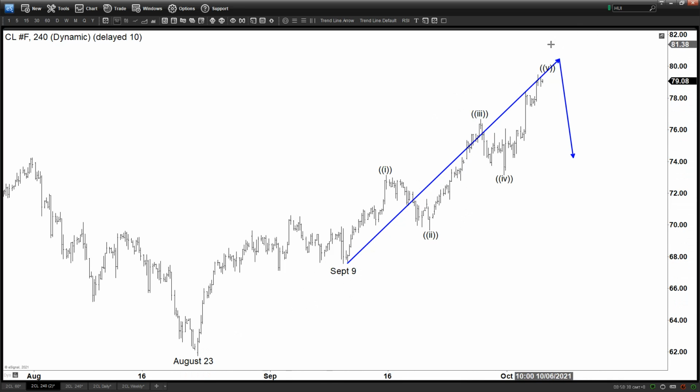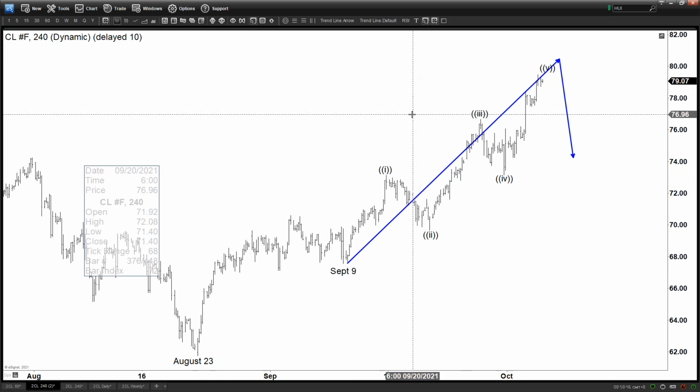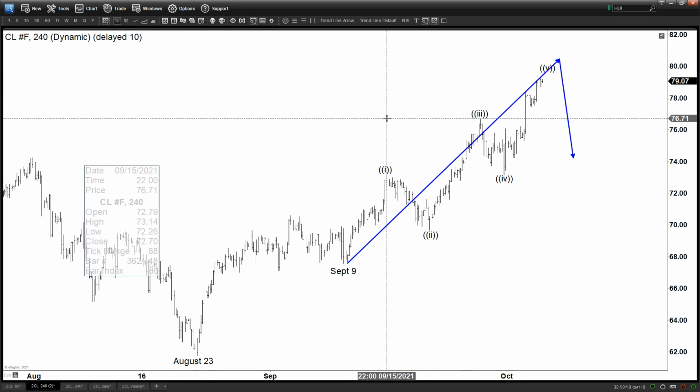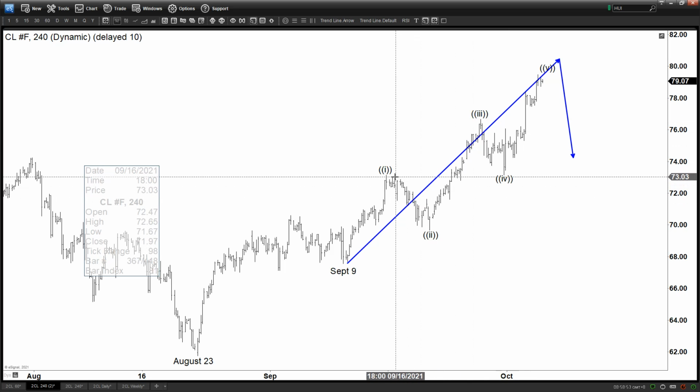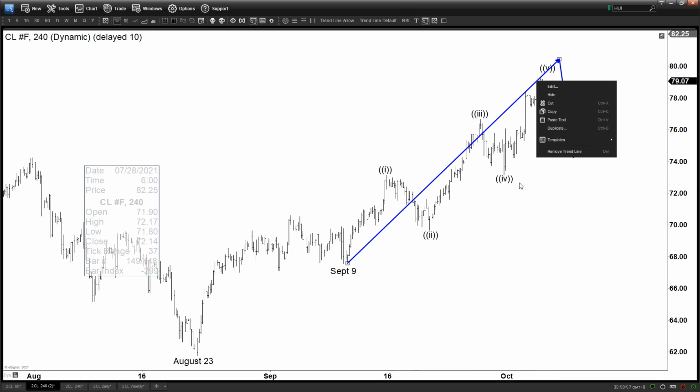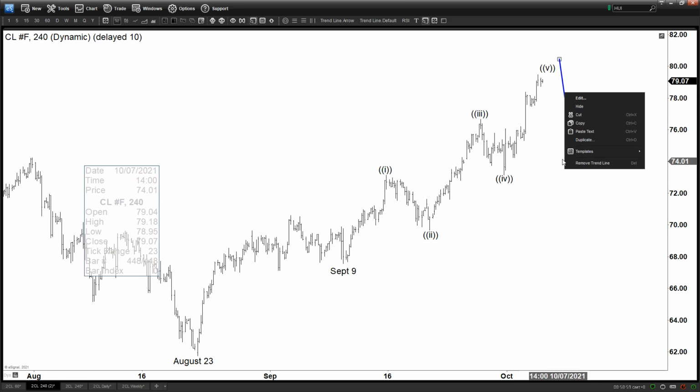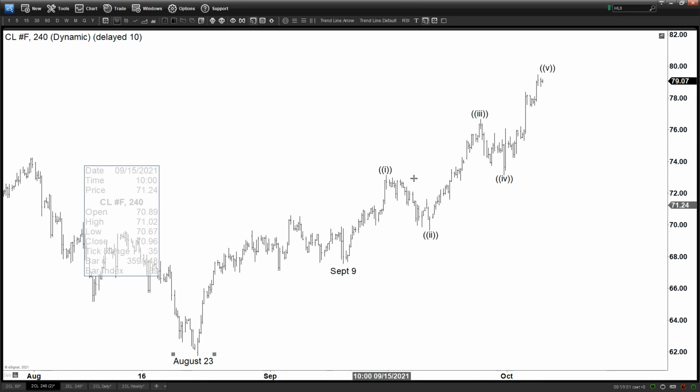So this cannot be wave 3 either from August 23rd, and the reason is there is an overlap here, I think. Let me double check here. So this one here is 73.14. This one is 73.14. Yeah, so it's touching the 1, which is not allowed in Elliott wave. And if you want to call it wave 3, right? So let's say if I want to call it this way, this is wave 1, right?